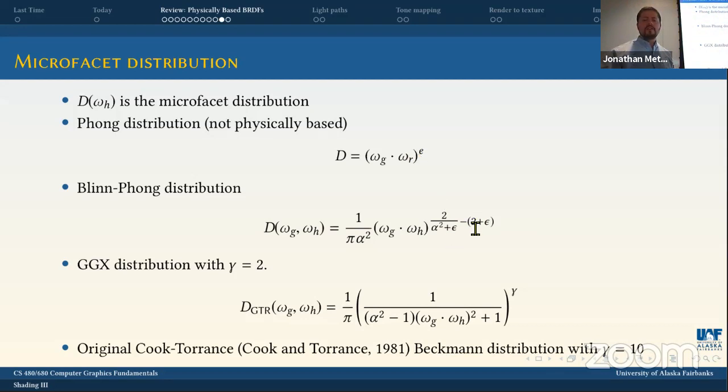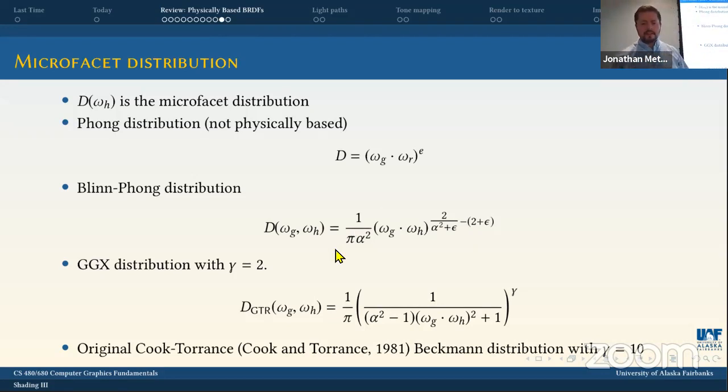So if alpha is very, very low, like 0.0001, then 2 over that is going to be 10,000. This is how you can get a really high exponent, by having a roughness that's very close to 0. And if your roughness is 1, then 2 over 1 minus 2 is going to be 0. So this is a way for us to map the value from 0 to 10,000 or 20,000. Whatever epsilon happens to be is going to be the upper limit.